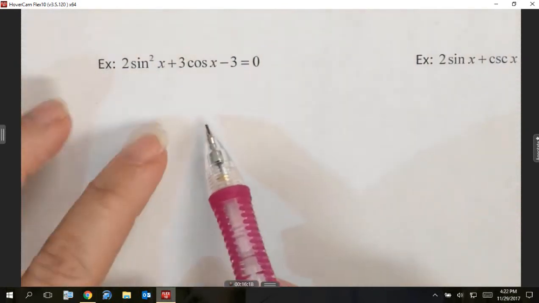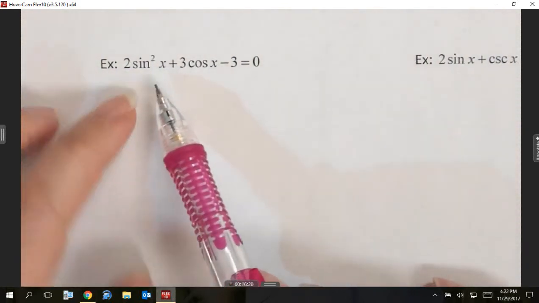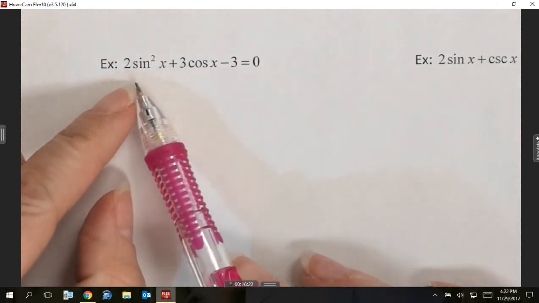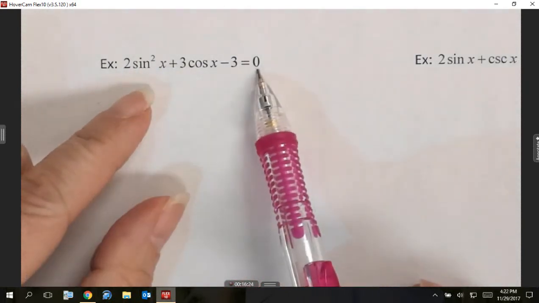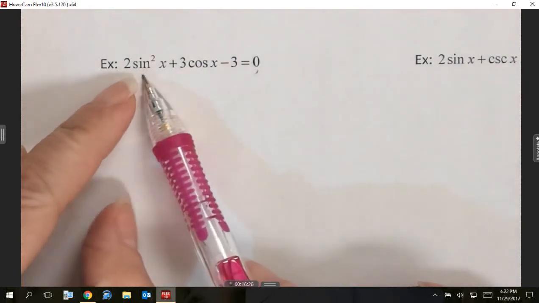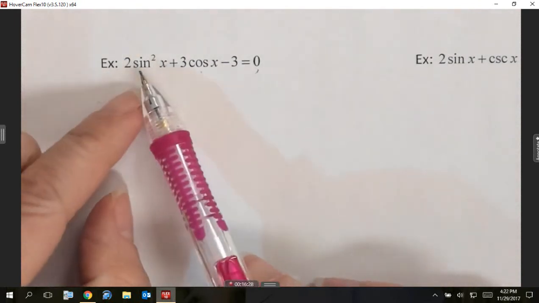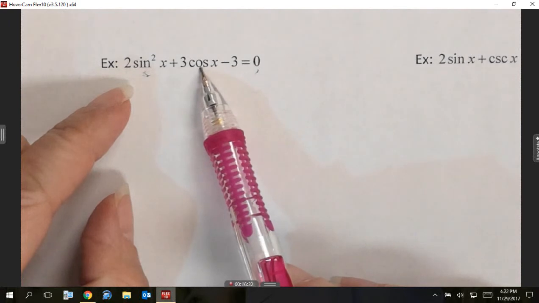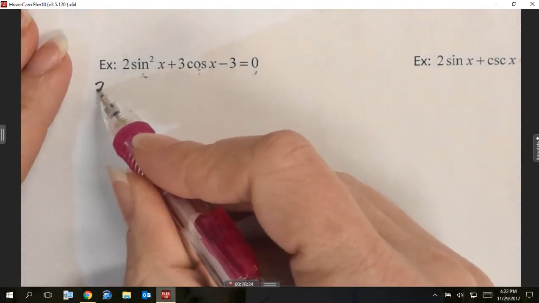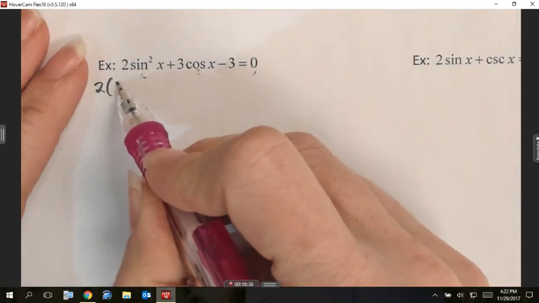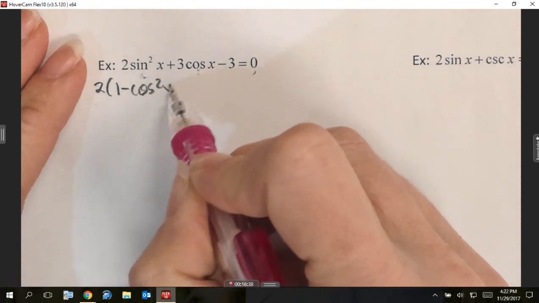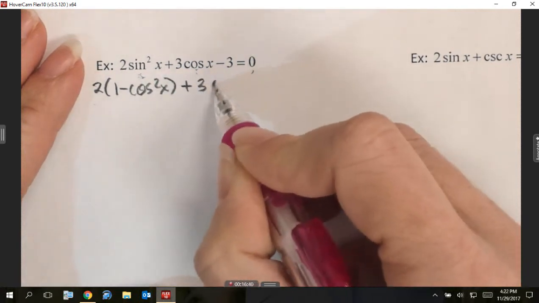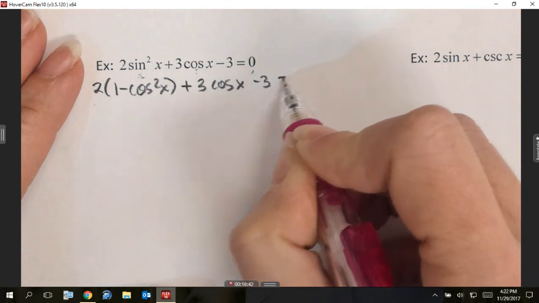Okay, next example. Hopefully these become a little bit easier as you do them more. I'm looking at this and I want to factor to solve it, so it already says equals 0, but I've got sine squared and I've got cosine. I can switch out the sine squared by substitution. I'm going to have to leave the cosine because it's not squared. So I'll have 2, and I'll have 1 minus cosine squared x plus 3 cosine x minus 3.